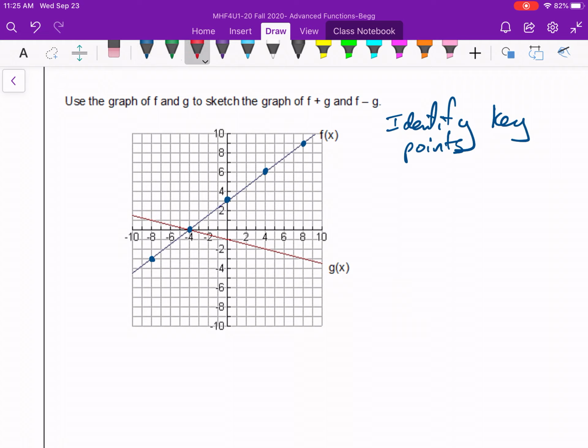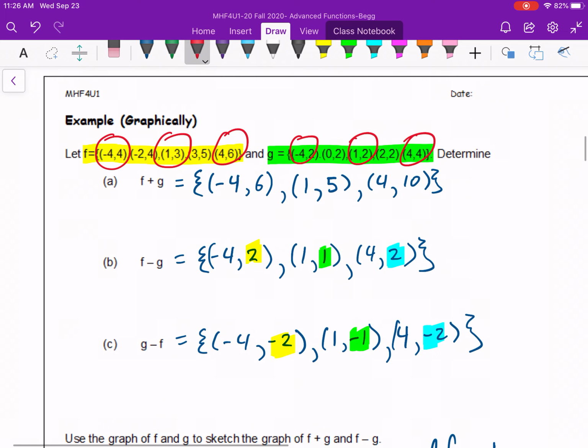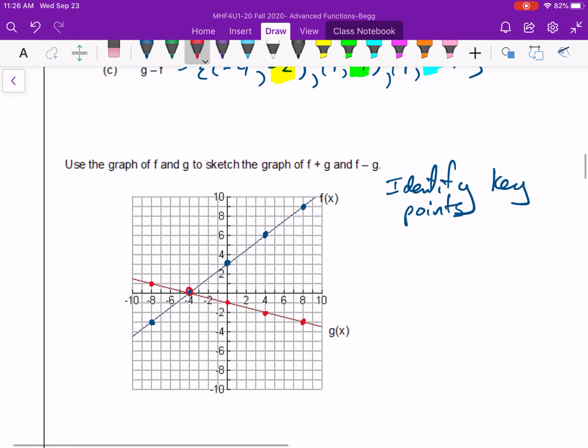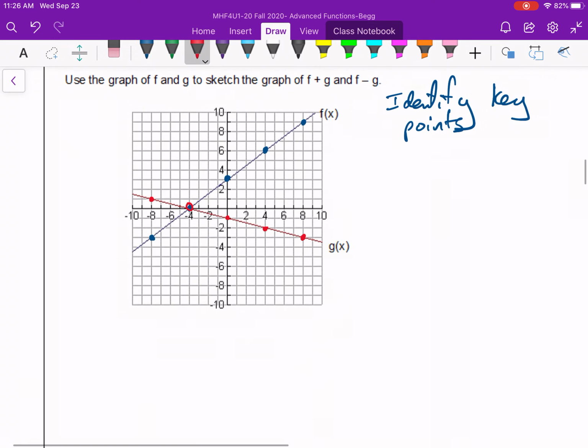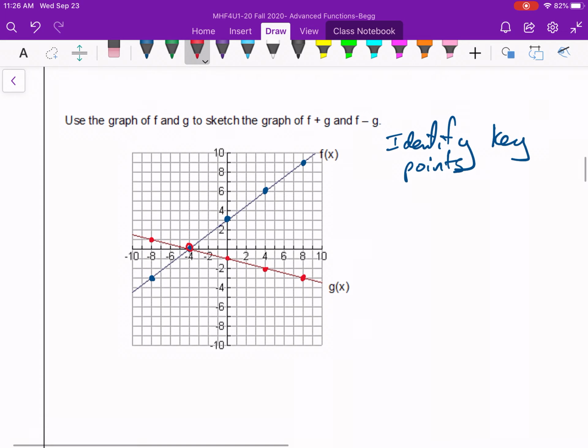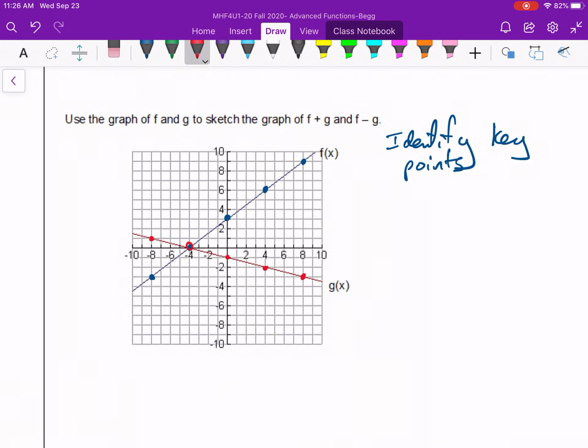If I do the same thing on g, I've got again the point (-4, 0), but I've also got the point (-8, 1), (0, -1), (4, -2), and (8, -3). So I can do the same thing as I've done up above. It's just that instead of being given points, I'm picking my own points, and then I'm going to either add or subtract them. So if I want to add them, let's do this in green.